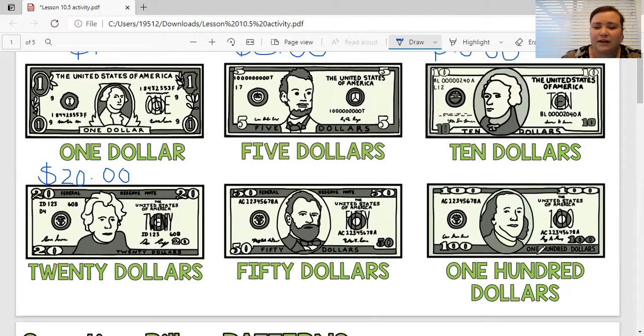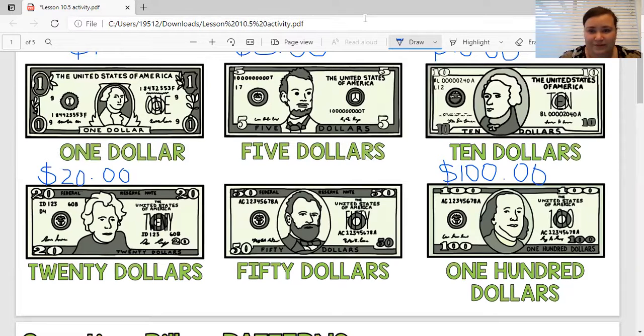Then I'm going to go to my $100 bill. It has 100 on each corner. Who can tell me how many $10 bills we need to get to $100? I want you to really think about it. Who can tell me? Right. So 10, 20, 30, 40, 50, 60, 70, 80, 90, and 100. So that tells us we need 10 $10 bills to get to 100.